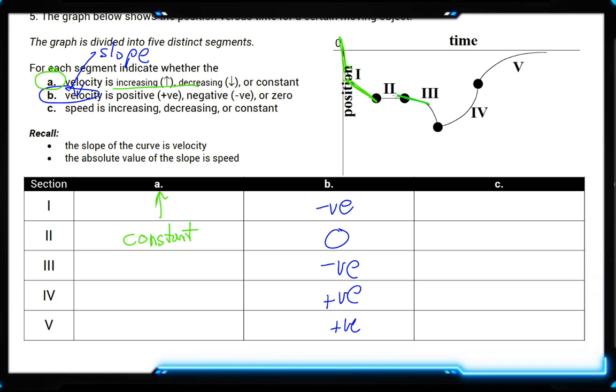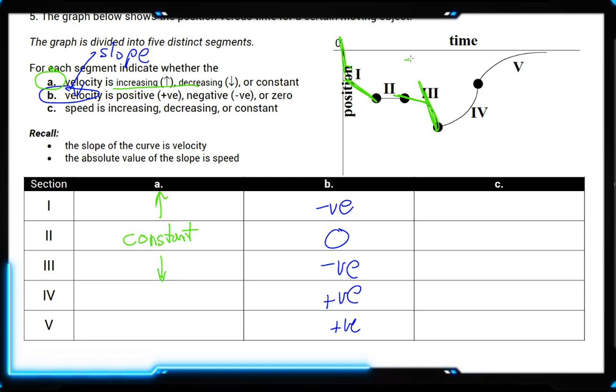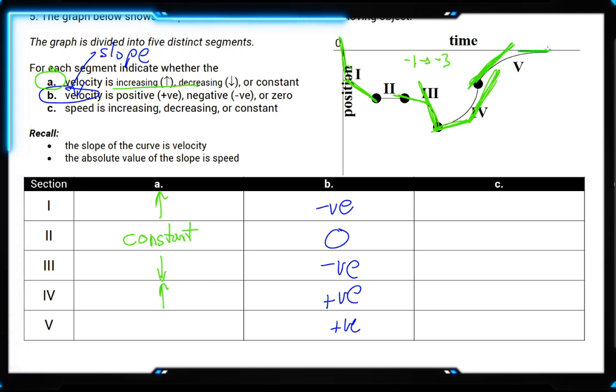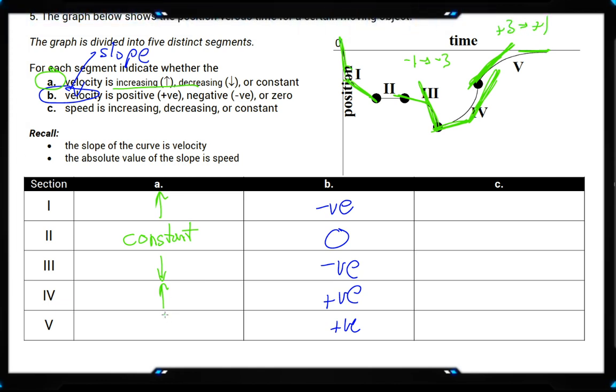3, it goes from a small negative to a big negative. So that's a decrease, small negative to big negative. Negative 1 to negative 3, that is a decrease. 4, small positive to big positive, that's an increase. And big positive to small positive, maybe let's say +3 to +1, that's a decrease.